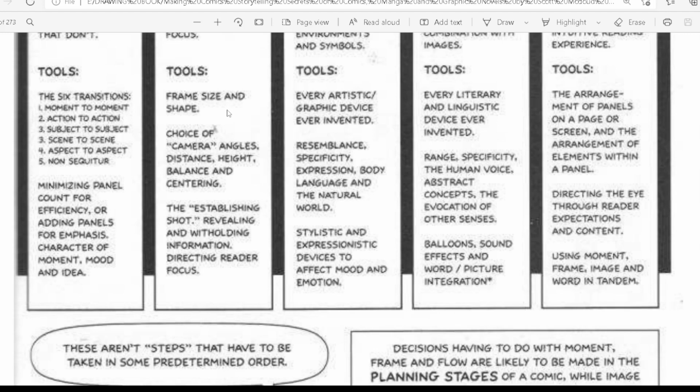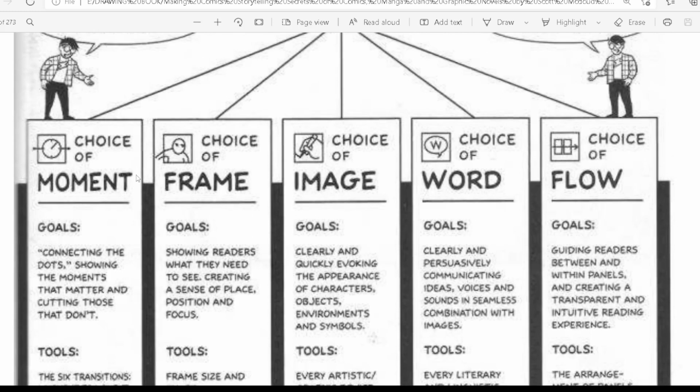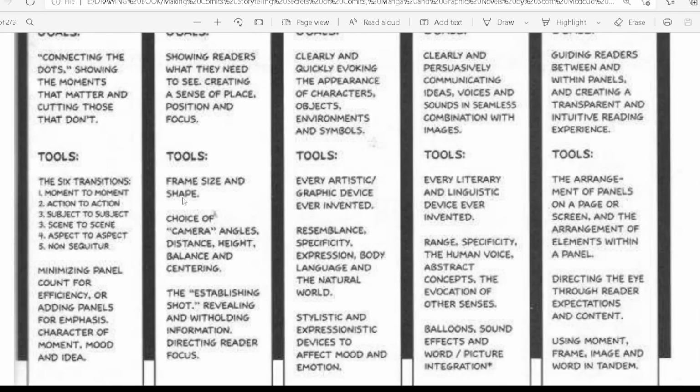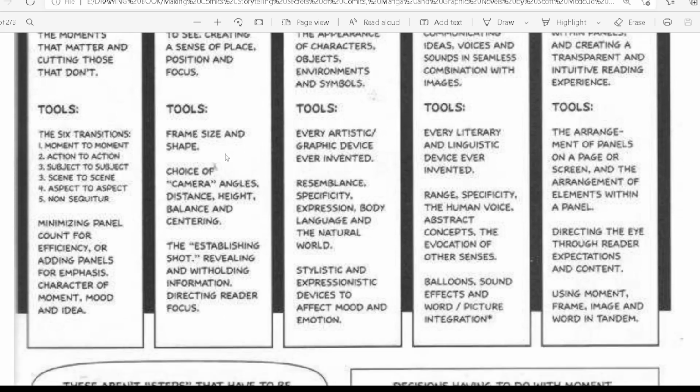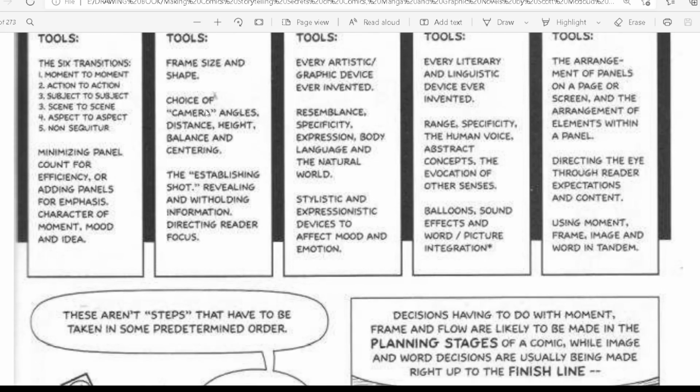I think when we are choosing something like choice of moment, frame, image, word, flow, it is not like that when you are working on moment, that doesn't mean you are not working on frame, image, word or flow. So every five choices will go together. You have to keep in mind that whatever you are doing, everything should be in your mind. Then after that you will be able to write a comic.